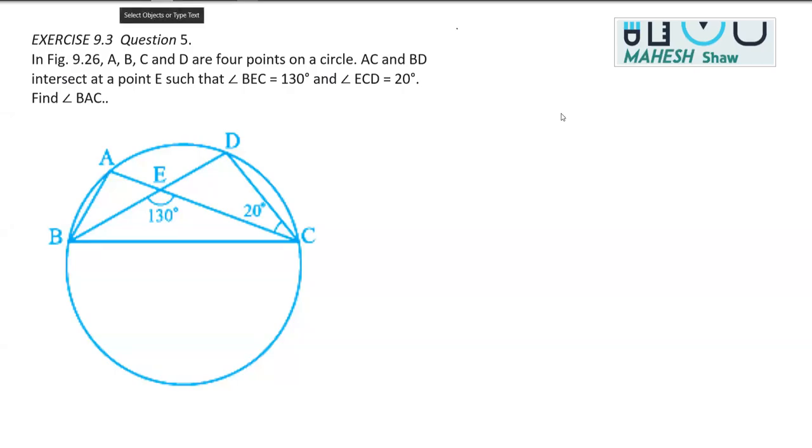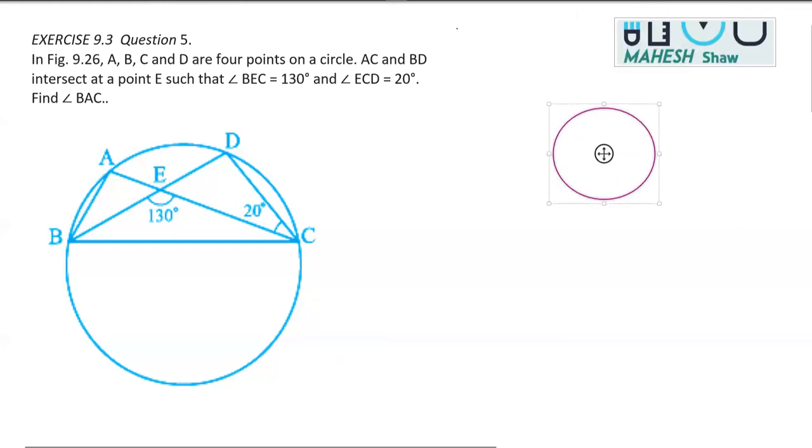We are doing question number 9.3, question 5 from exercise 9.3 of the Class 10th NCERT textbook. Now, this question is based on a concept called alternate segment. So let's understand what an alternate segment is.